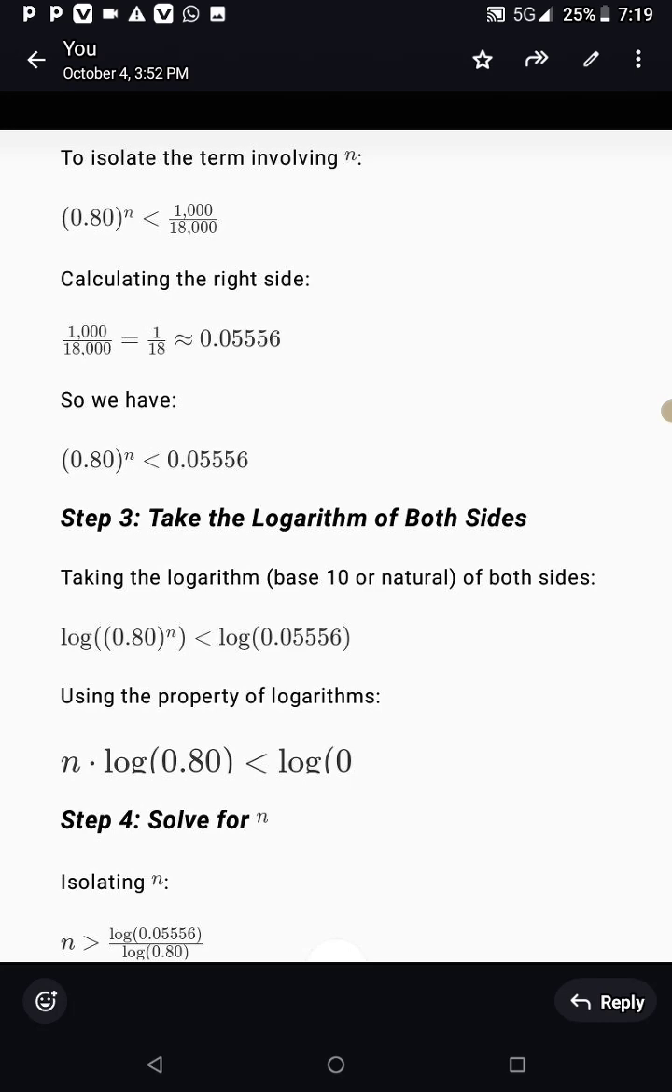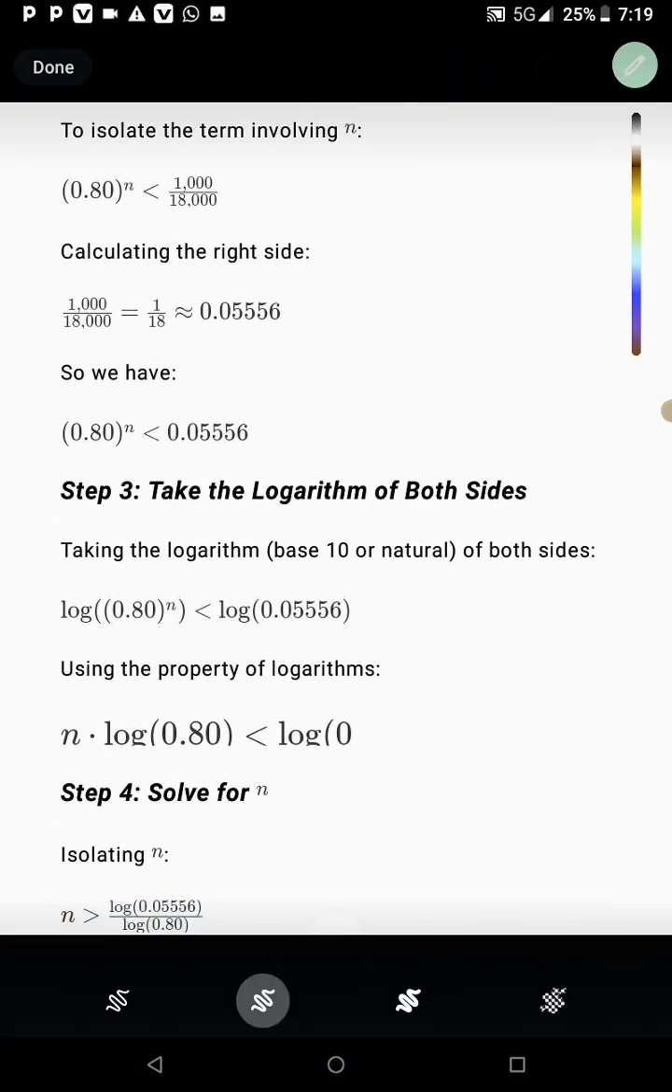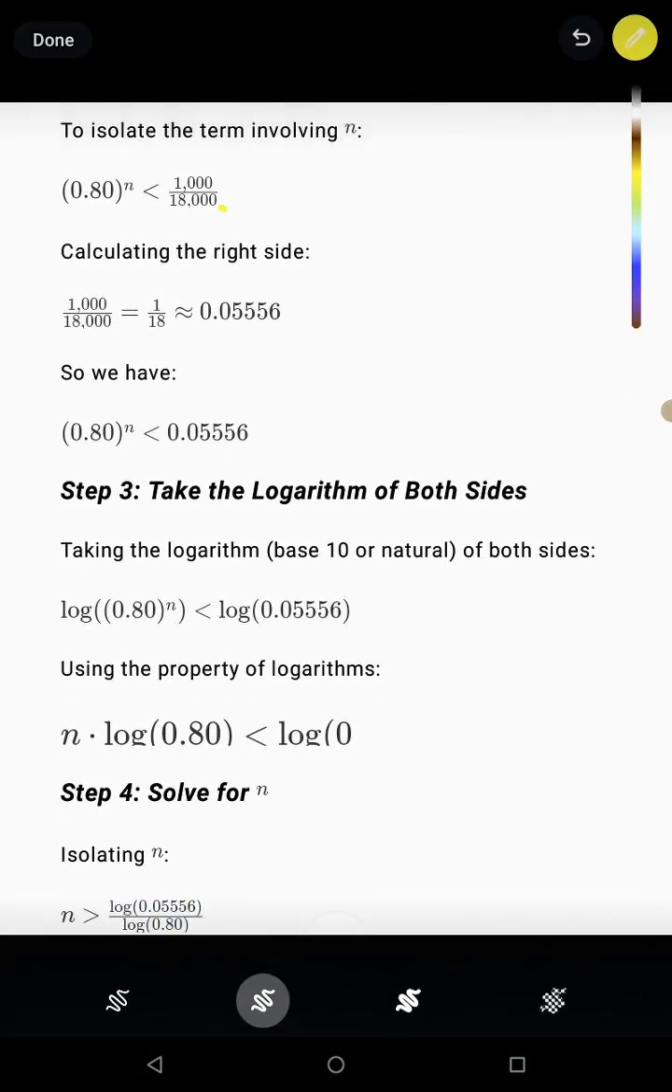When we reduce the fraction to its least form, we get 1 over 18. We are just reducing the fraction. Approximately, the value of 1 over 18 is 0.05556. So at the end of the day, 0.8 raised to power n is less than 0.05556.